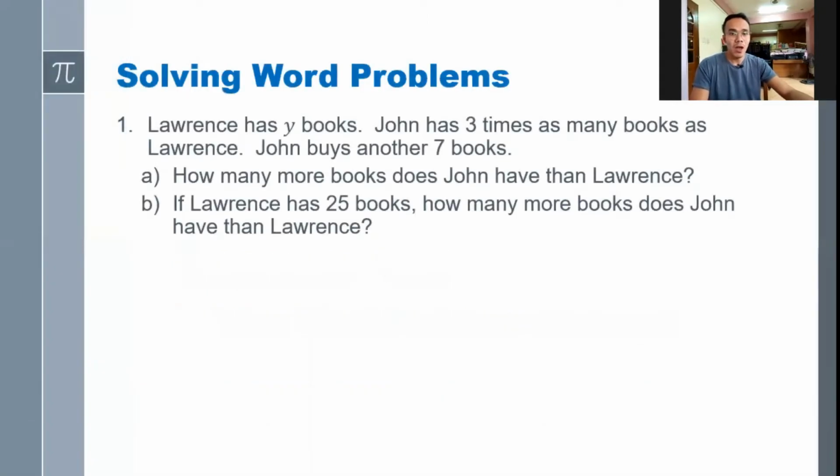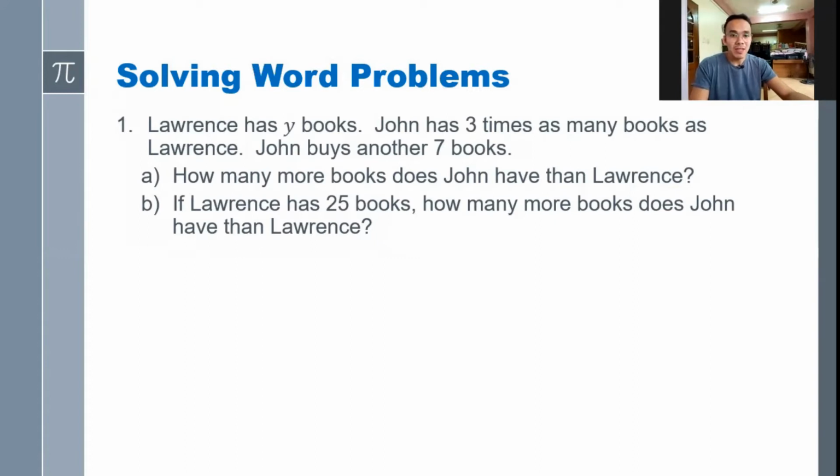Number 1. Lawrence has y books. John has 3 times as many books as Lawrence. John buys another 7 books. Again, if you can't understand the word problem in just one reading, then you have to read that problem again. And don't forget to spot or to find keywords, because the keywords will help you answer the question of the problem.